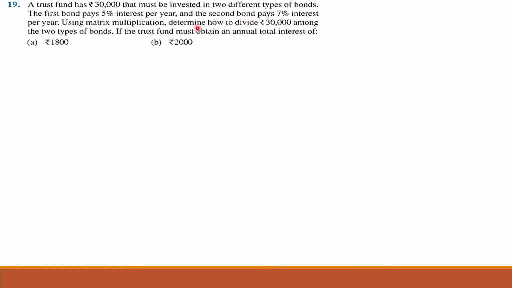So using matrix multiplication, determine how to divide this 30,000 among the two types of bonds, if the trust fund must obtain an annual total interest of first 1800 rupees and second of 2000 rupees. तो अब यहाँ पे हमें मैट्रिक्स मल्टीप्लिकेशन का यूज करना है और फाइंड करना है कि इस 30,000 को इन दो टाइप के बॉन्ड्स में हम लोग कैसे डिवाइड करें, कैसे शेयर करें.